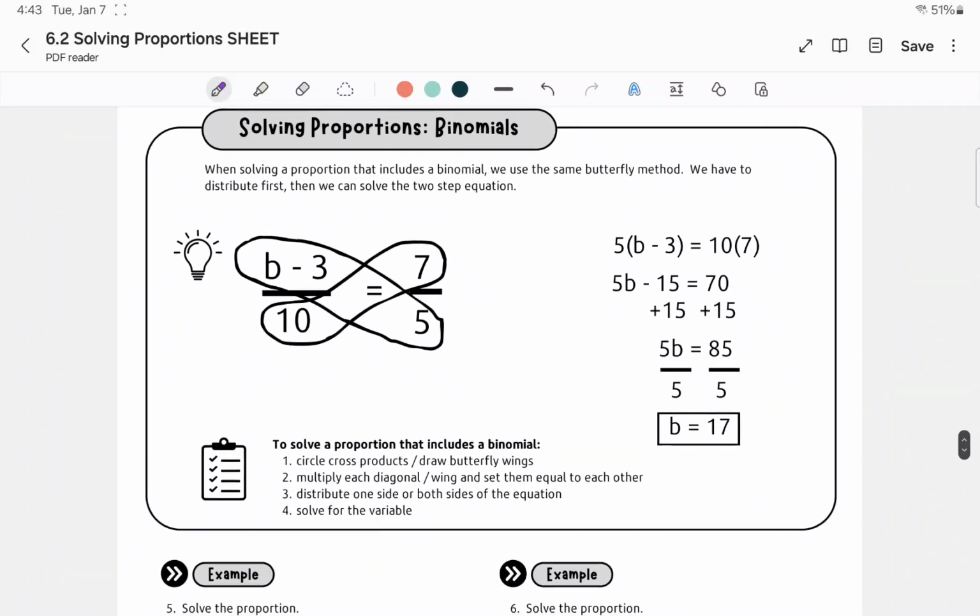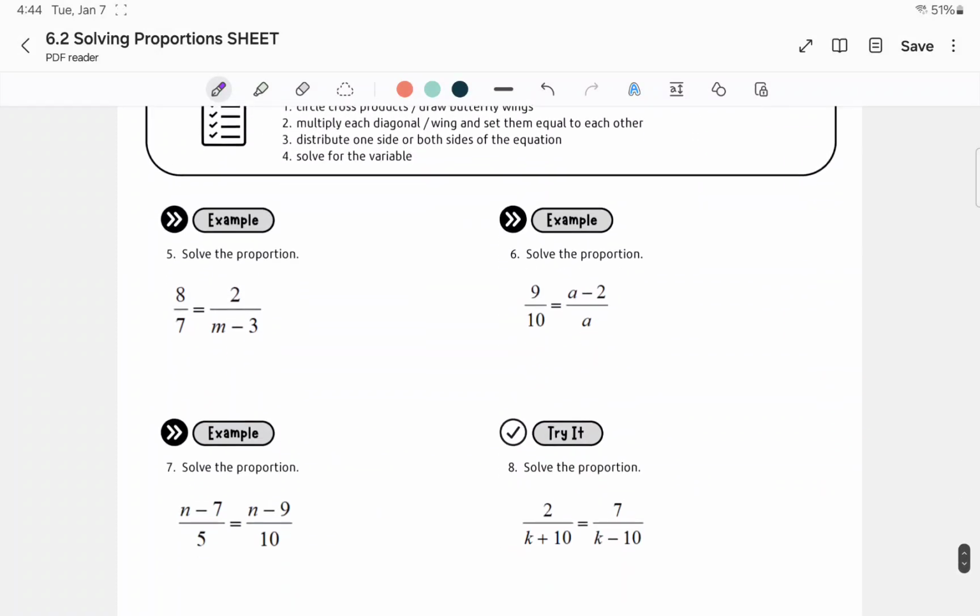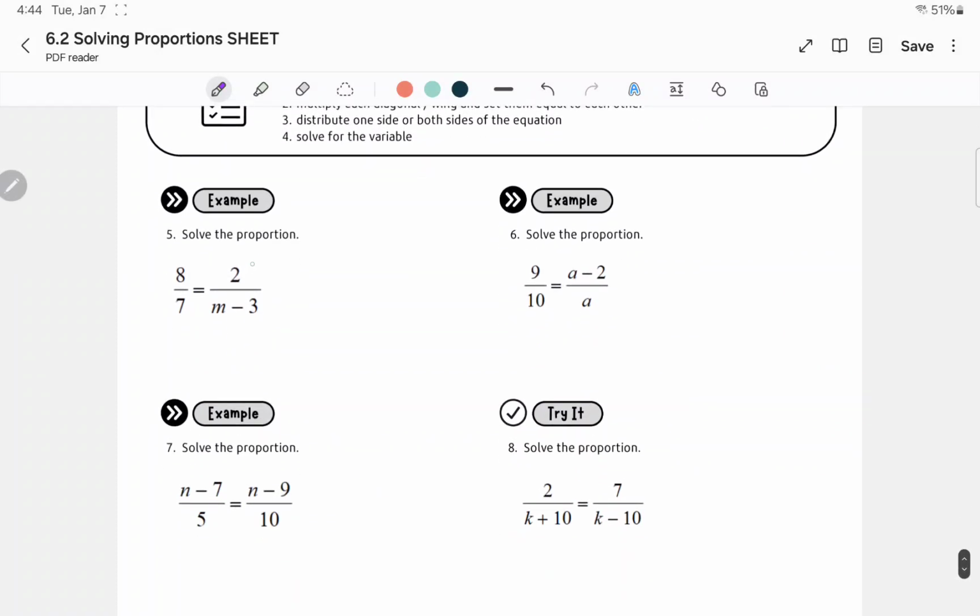So we're still just solving the proportion with butterfly. This time, though, there's a binomial, meaning there's two terms. So you're going to have to distribute first, and then you're going to go ahead and solve. It's going to be a two-step equation. So let's look at example number 5. So let's start with this wing. It doesn't matter what wing you start with. I'm going to do 7 times 2.